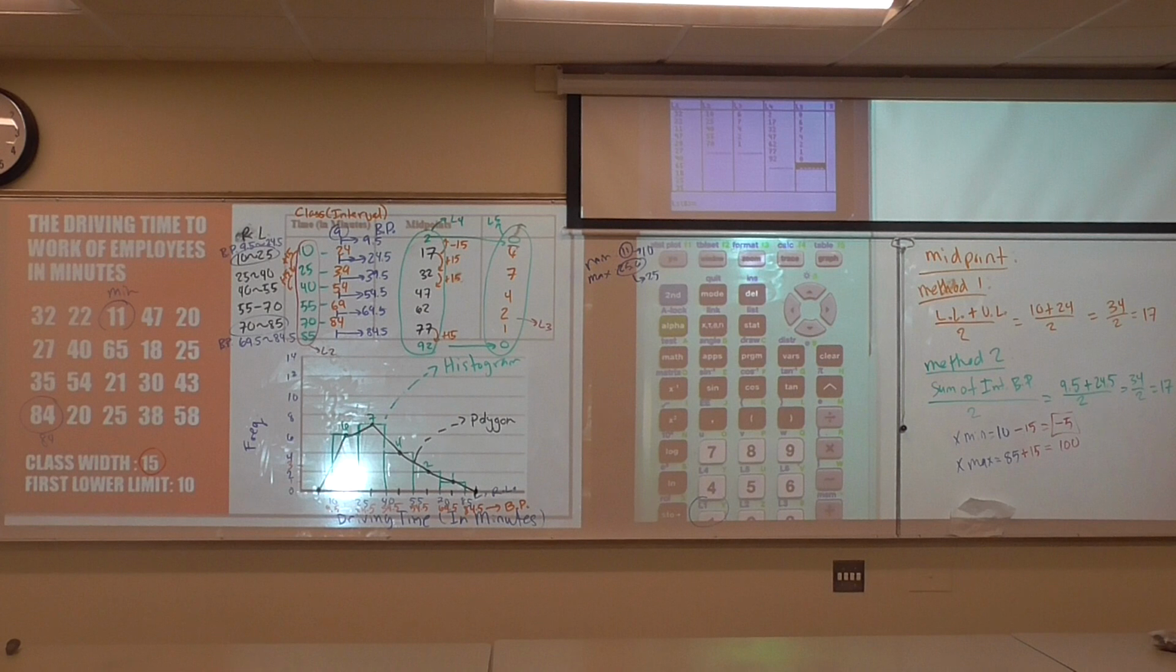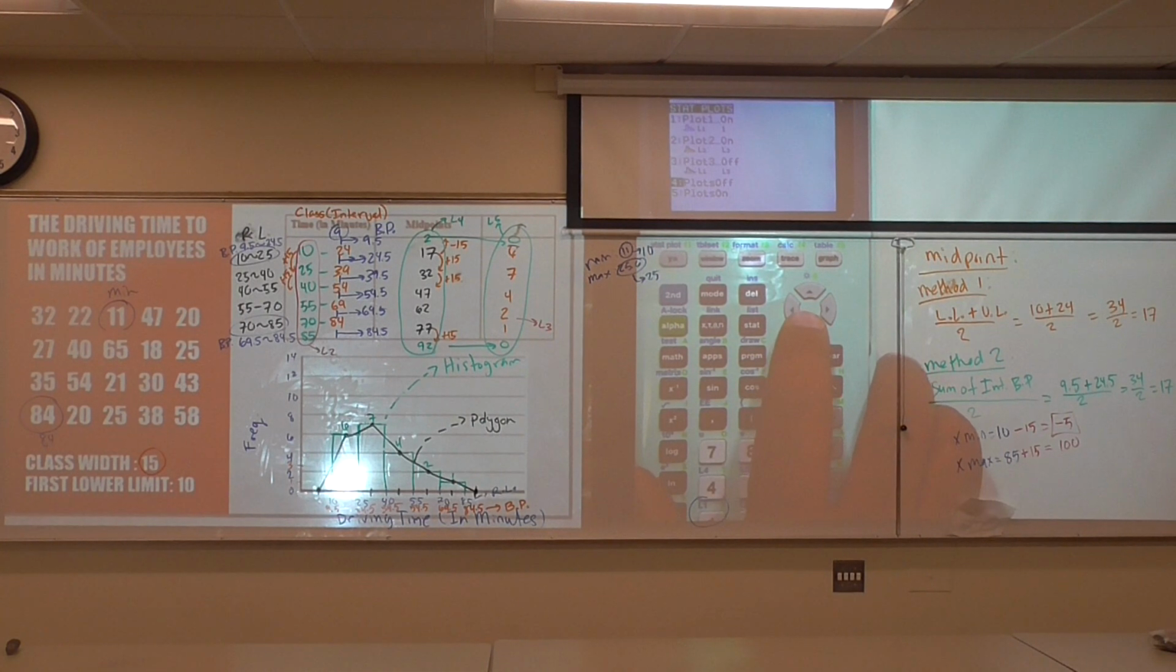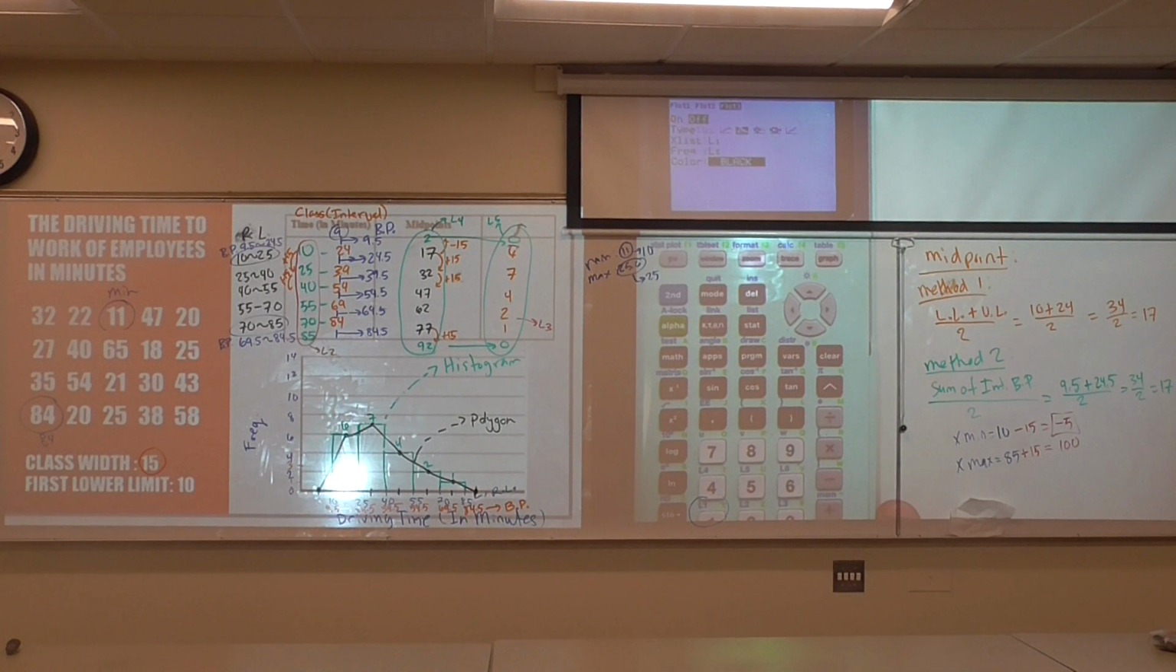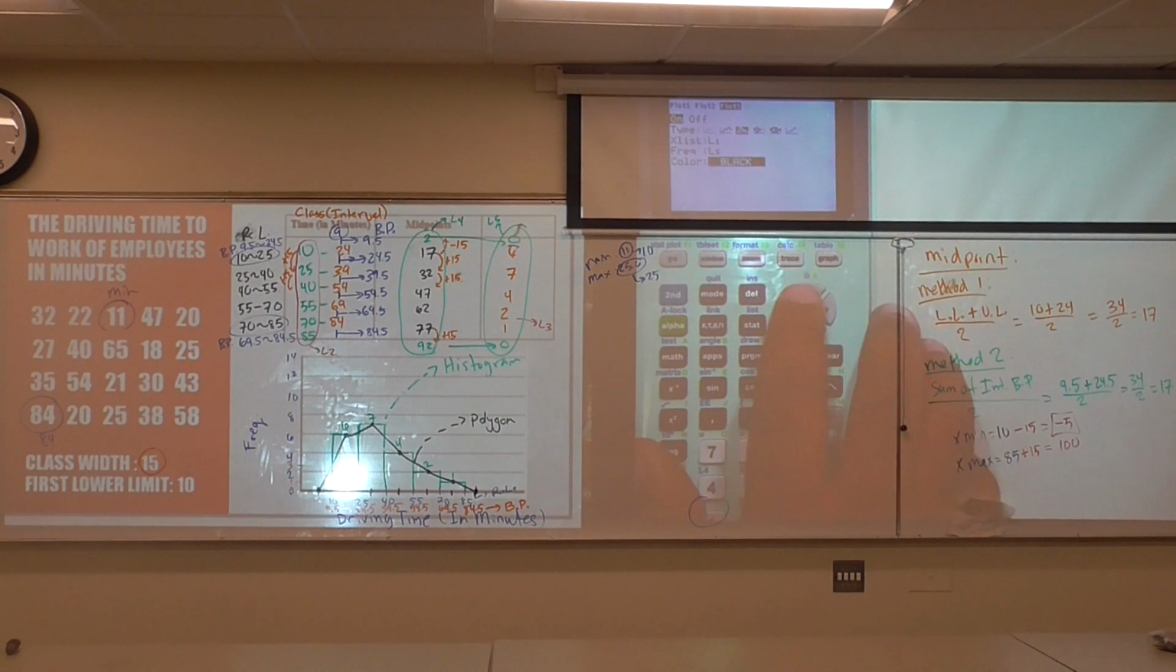So now all I do is I'm gonna graph this guy. I'm gonna use the third plot to do this. So therefore, I'm going to press second y equals, and now I'm going to select the third plot and enter it. I'm going to make sure it's on, so it's flashing on, press enter, so now when I go down, it's on.